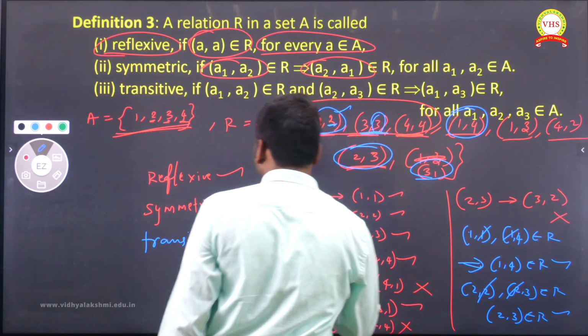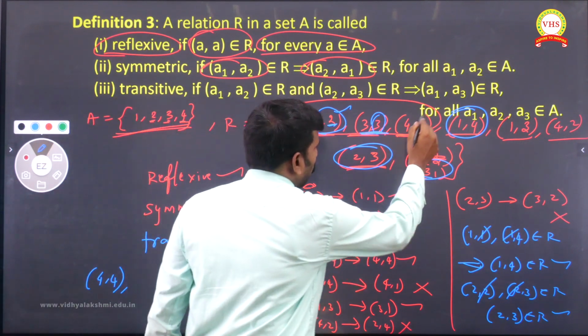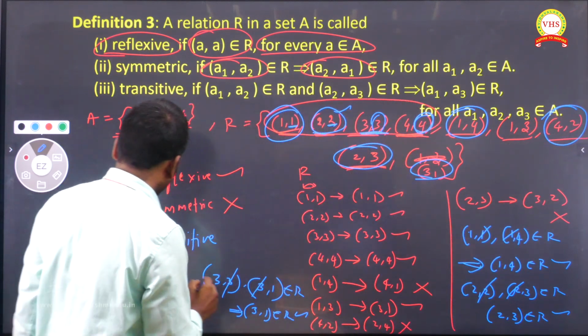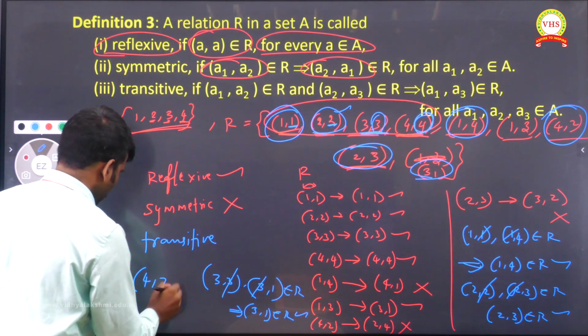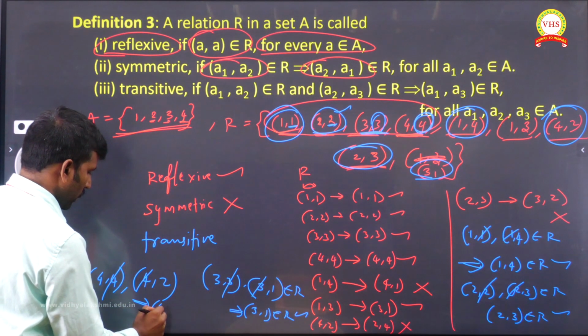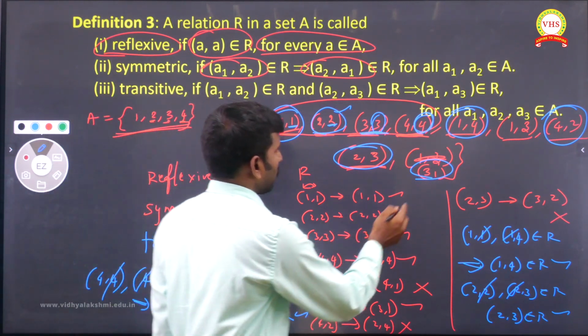(4, 4), what is that you have to take? (4, 4), the end number is 4. Then starting with 4 you need something. What is that? Take (4, 2). From (4, 4) and (4, 2), output is what? (4, 2) also belongs to R. Then you can say, okay. Next term.